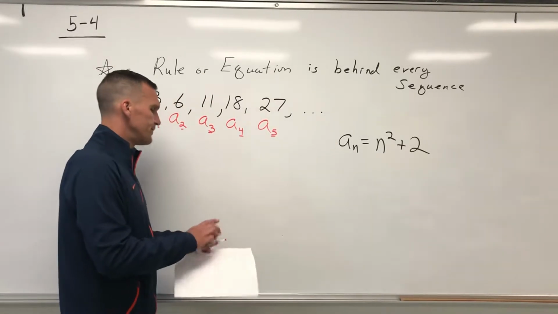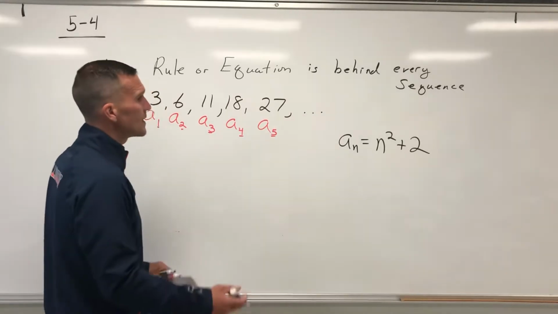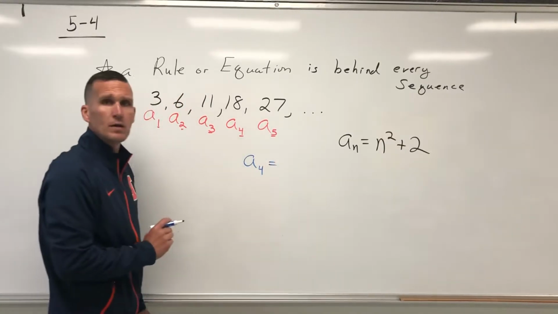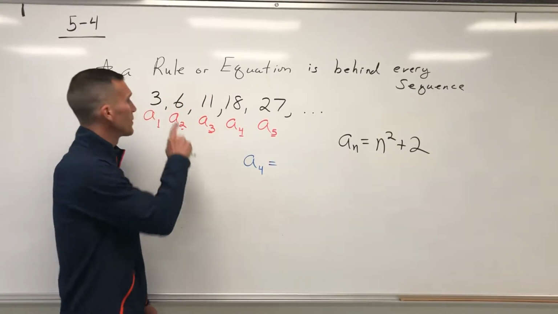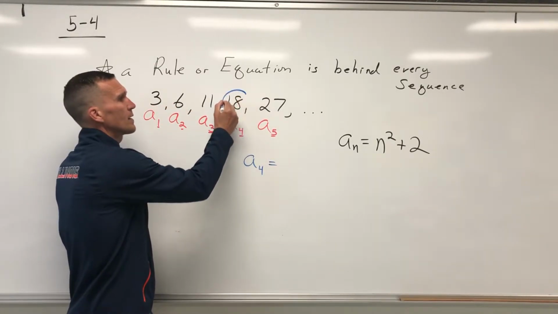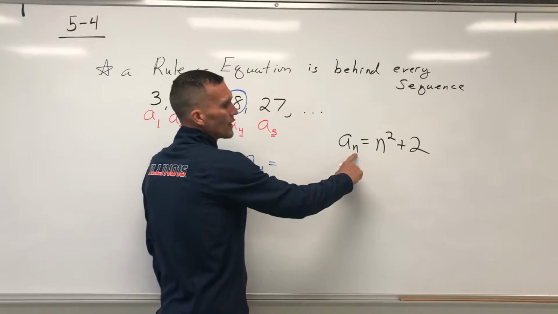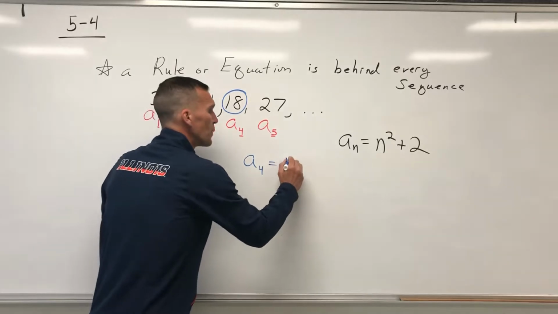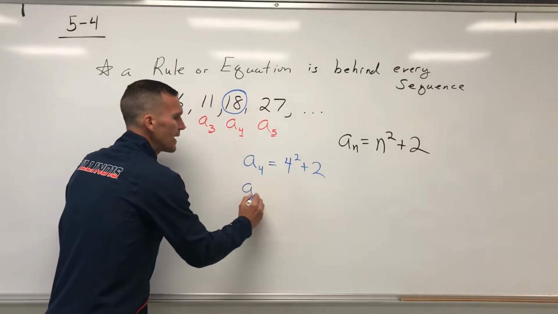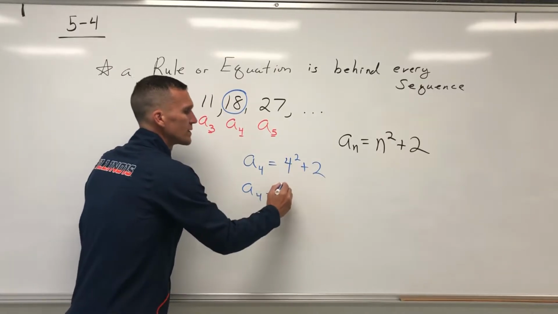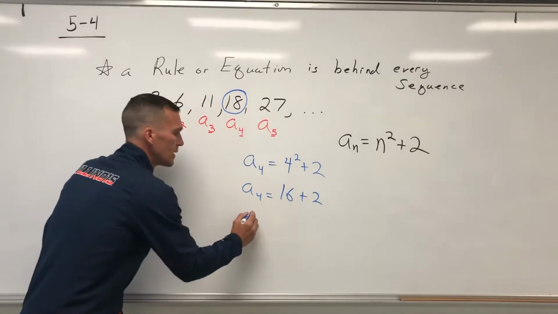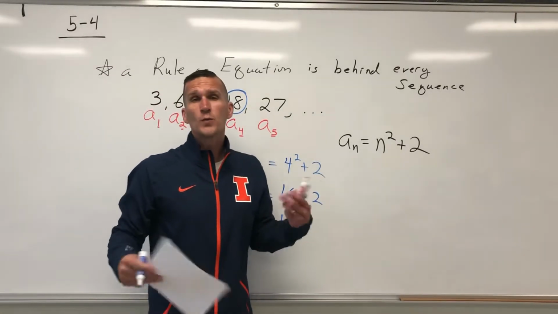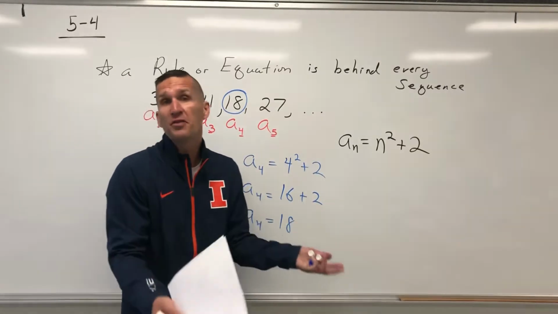So if I wanted to, again, once I know the rule for the sequence, I could find the fourth term by doing a sub 4, because 4 would represent the fourth term, or the fourth number in the sequence, this guy right here. Well, all I do is replace n with 4, so that n becomes 4. You simply plug in the number, and 4 squared plus 2. Well, that'd be a sub 4 is equal to 4 squared is 16 plus 2, and a sub 4 equals 18.